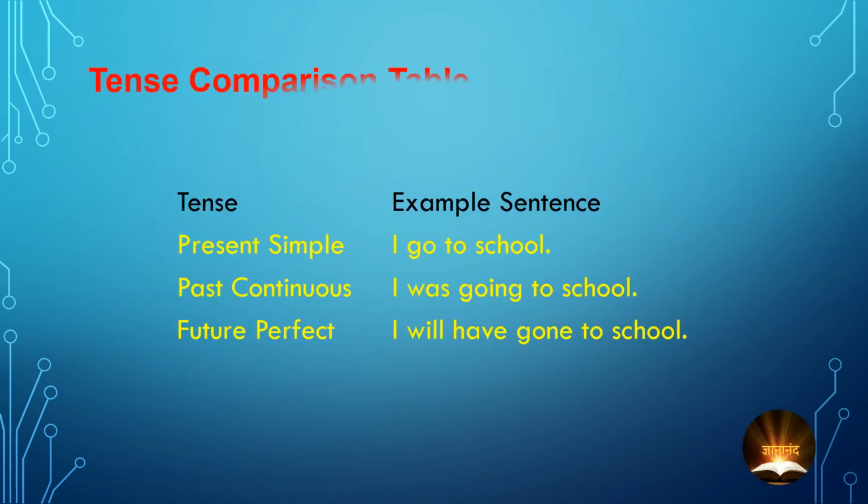Tense comparison table. Let's quickly compare some examples. I go to school is present simple. I was going to school is past continuous. I will have gone to school is future perfect. The structure changes, but each one tells us something different about time.